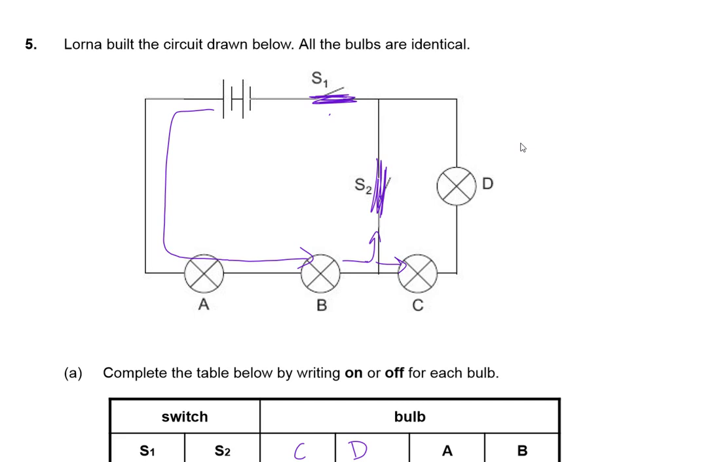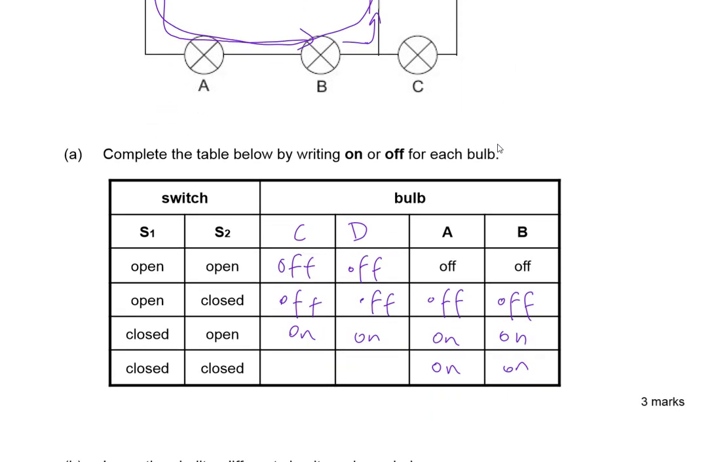Now, which way do you think current will go through? Now, this one here, so current needs to go through this one and this one. But here, current can just go through the wire and back here again. So what will end up happening is all the current will go through here. So this will be off, and this will be off.